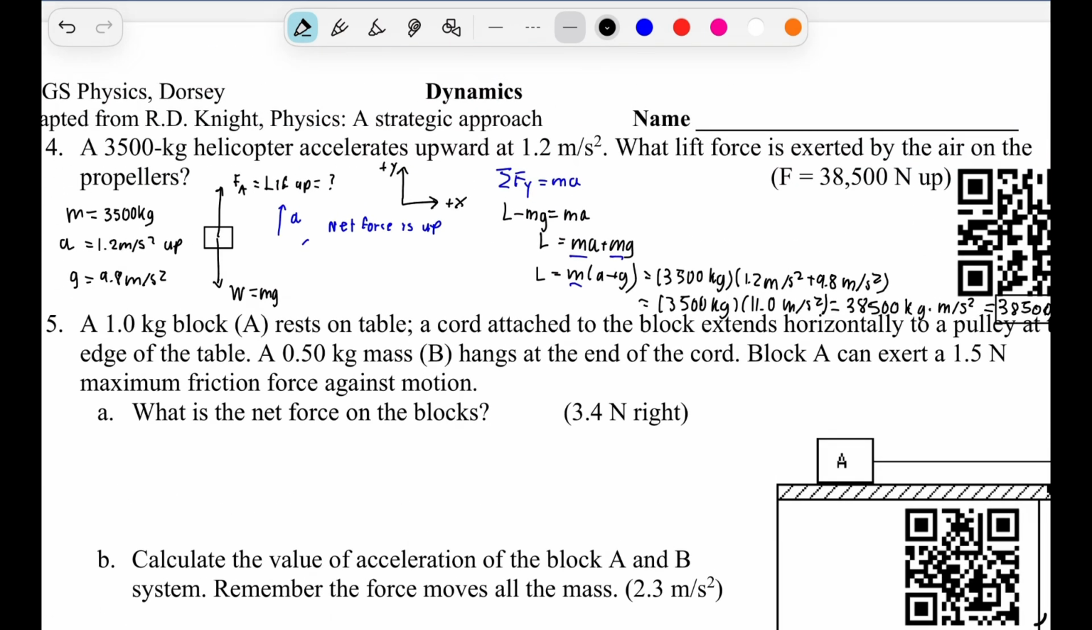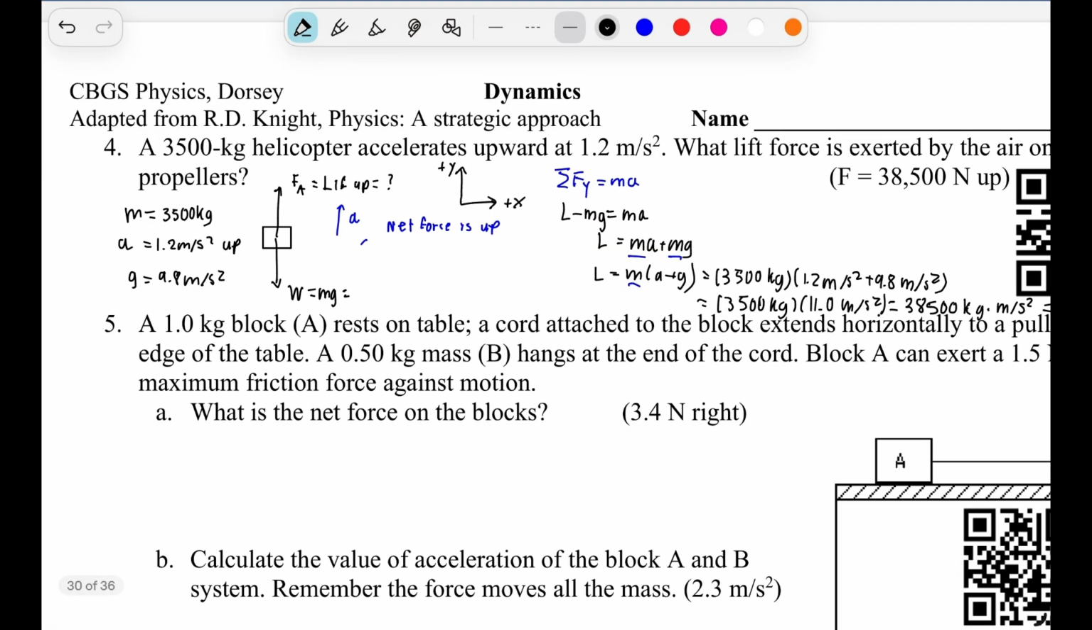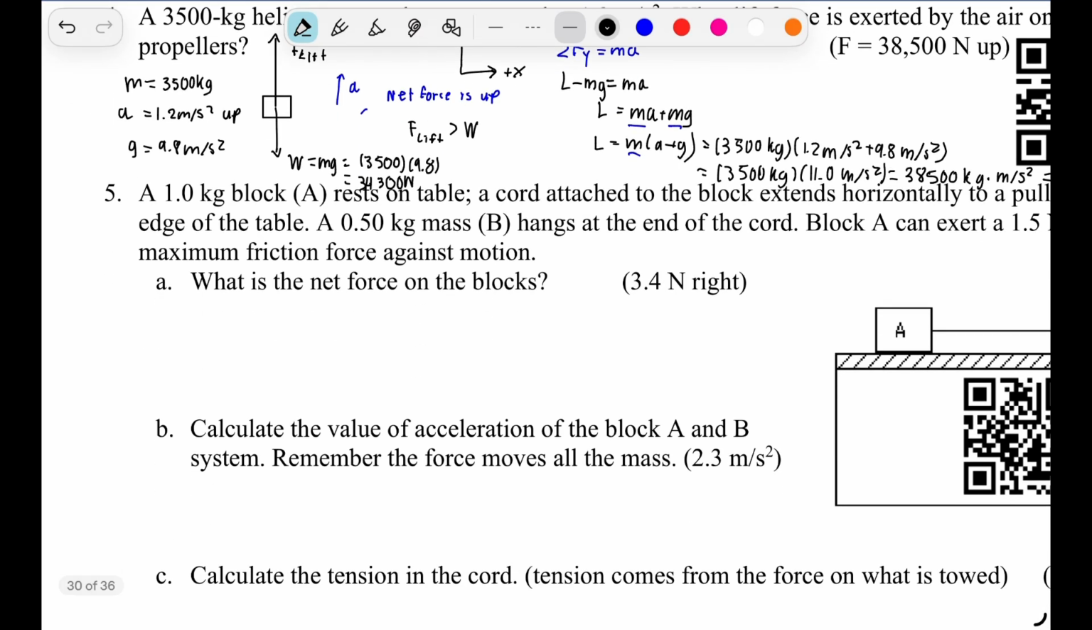Now, we also want the magnitudes of the FBD. So we know that the weight is going to be equal to 3,500 times 9.8. That is equal to 34,300 newtons. So therefore, we know that the lift arrow is going to be longer than the weight arrow. F of our lift, let's just call this our lift, is going to be greater than our weight because it's accelerating upwards. It makes sense because our upward force has to be greater than our downward force.